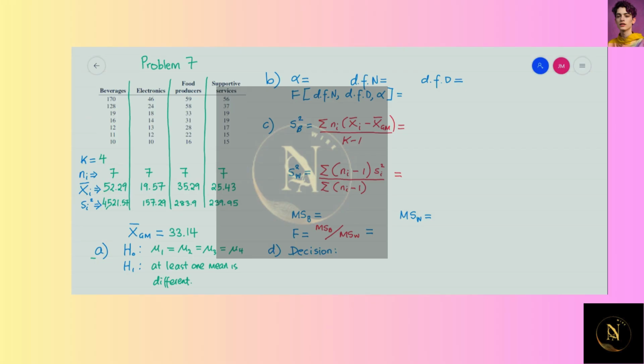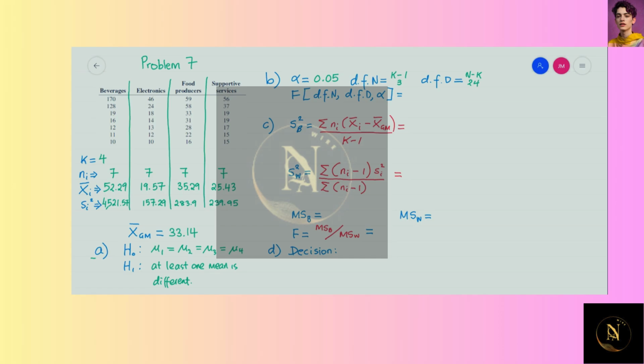Next, we're going to give the level of significance, alpha, and for this study, the level of significance is 0.05. The degrees of freedom for the numerator are given by the number of sectors minus 1, or simply k minus 1, and k minus 1 equals 4 minus 1, which is 3. For the denominator, the degrees of freedom are given by n minus k, and n is the total sample size, which is 28. So 28 minus 4 is 24.